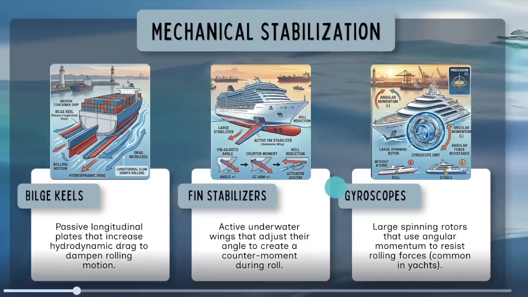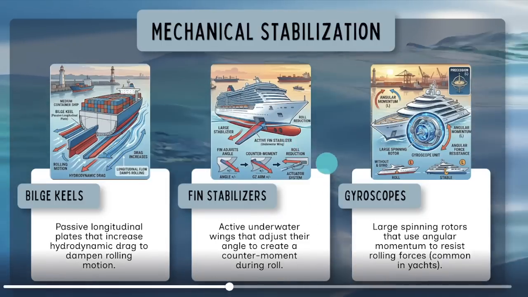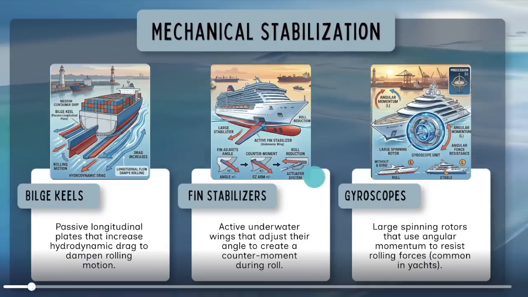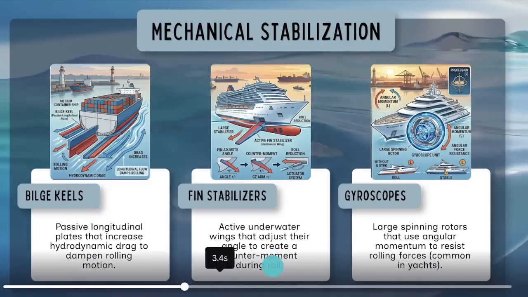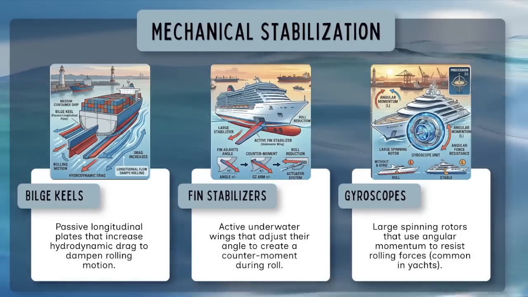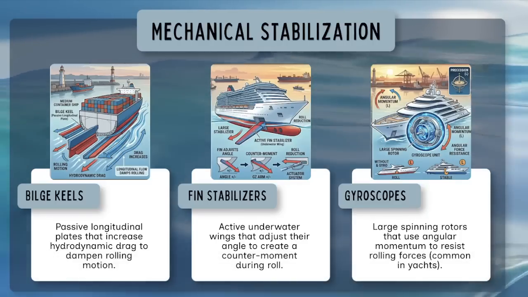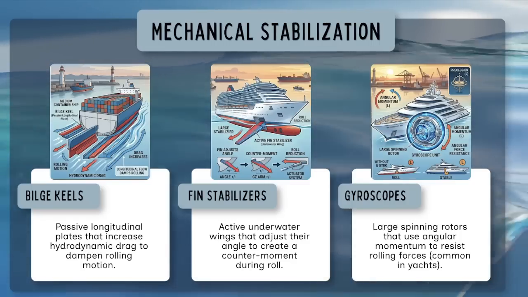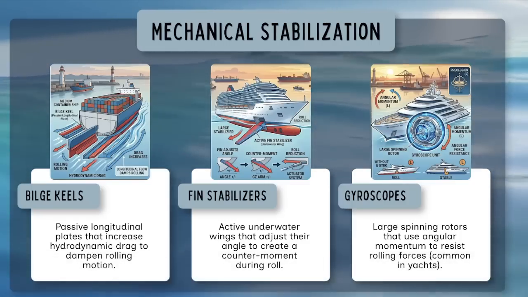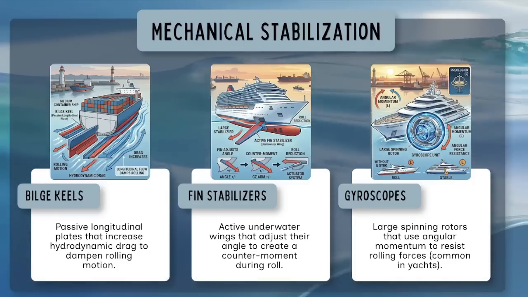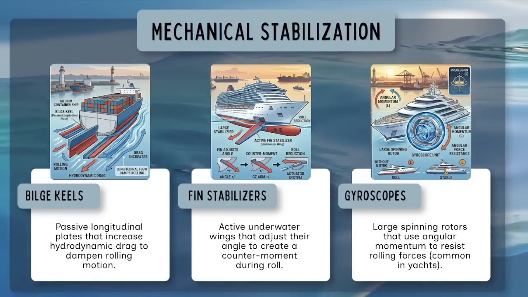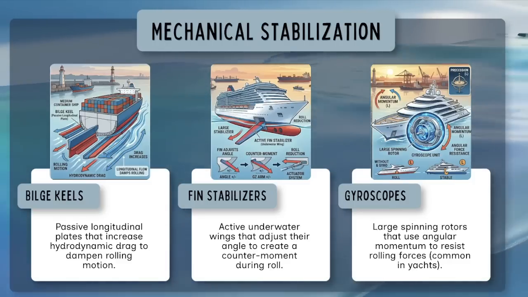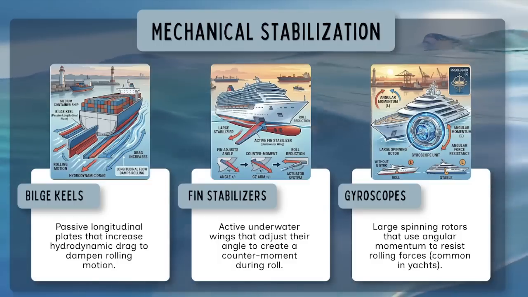So here is the fin stabilizer. These are active underwater wings that adjust their angle to create a counter moment during the roll. And then we have the gyroscopes, which are large spinning rotors that use angular momentum to resist rolling forces. So these are very common in yachts.